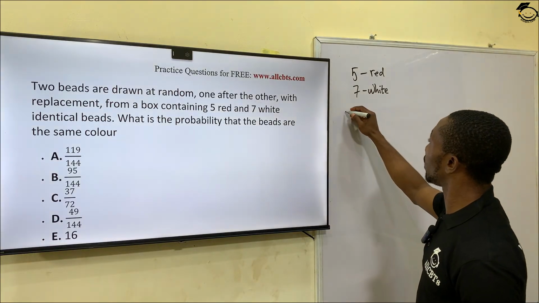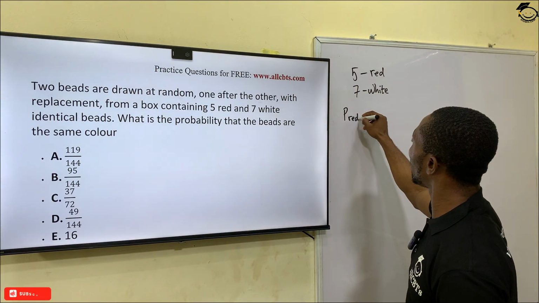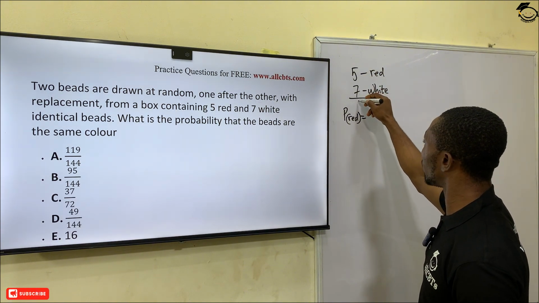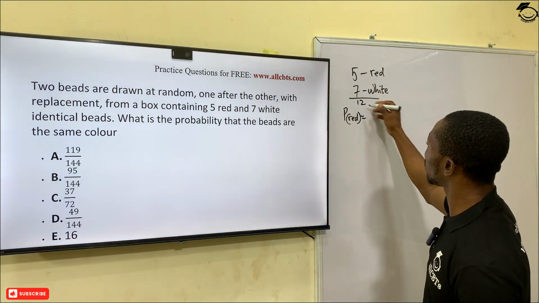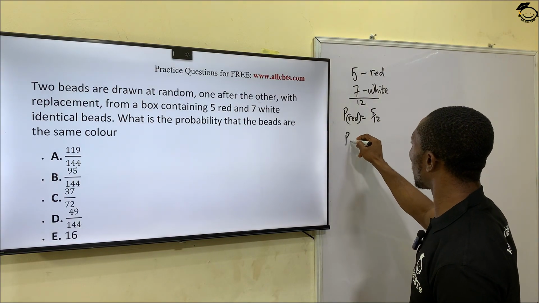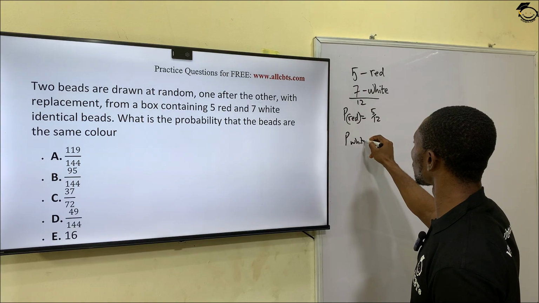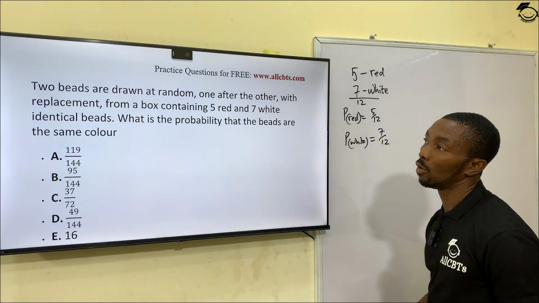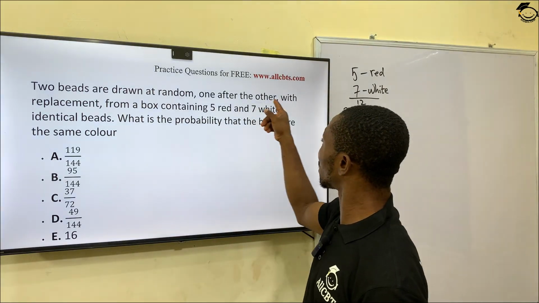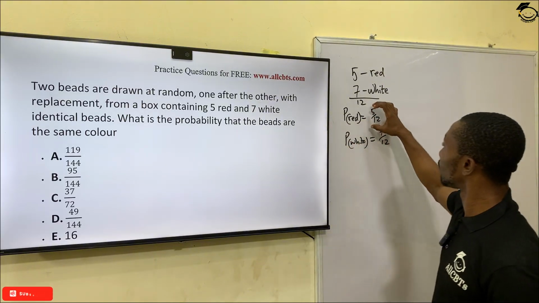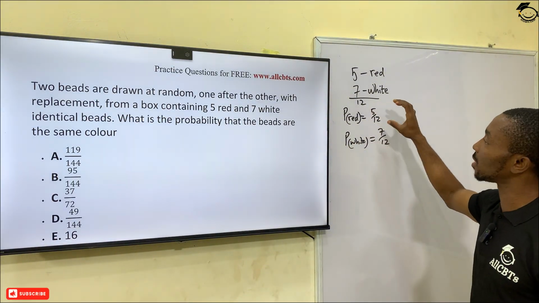Now, our probability of picking a red: our total will be 5 plus 7, which is 12. So the probability of picking a red will be 5 over 12, and the probability of picking a white would be 7 over 12. Now, we are told that it's being drawn with replacement. That means our probability remains constant.